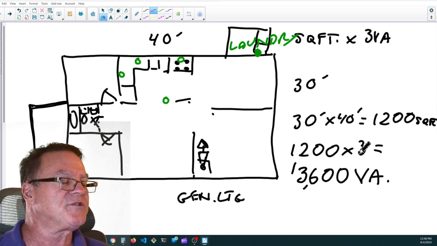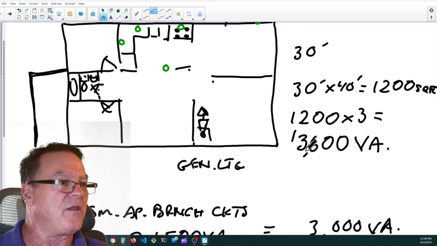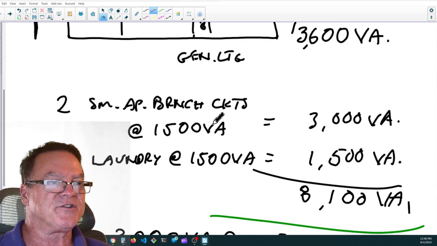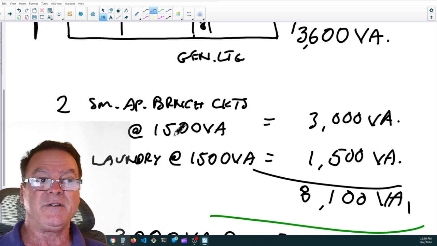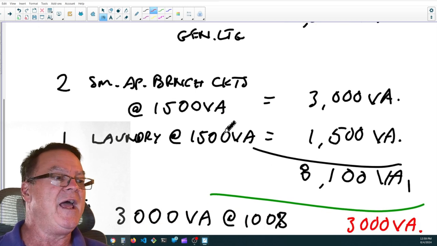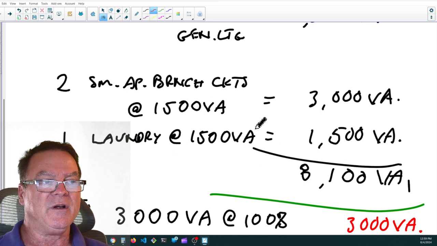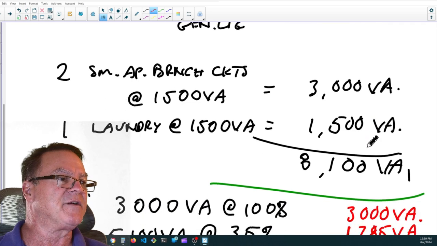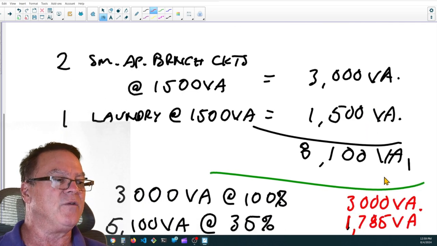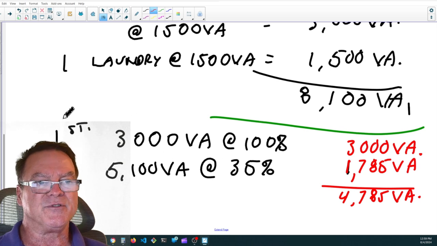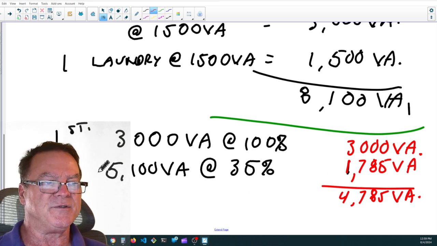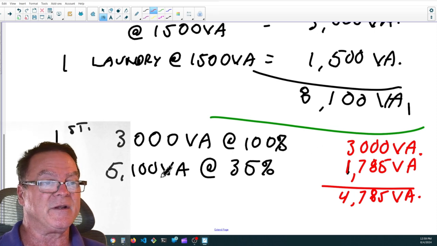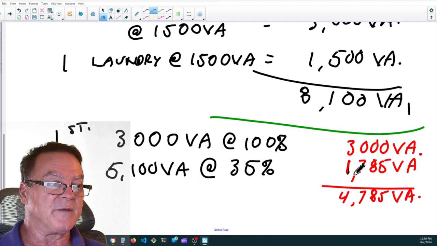We took our 1,200 square foot area times 3 volt amps, got 3,600 volt amps, and then we added 3,000 volt amps for 2 small appliance branch circuits in the kitchen. That's 1,500 volt amps each, and 1 laundry load, 1,500 volt amps. When we added all 3 of those together, we got 8,100 volt amps, and then we used Table 220.45 in order to find the demand factor: the first 3,000 volt amps at 100%, and the remaining 5,100 volt amps at 35%.